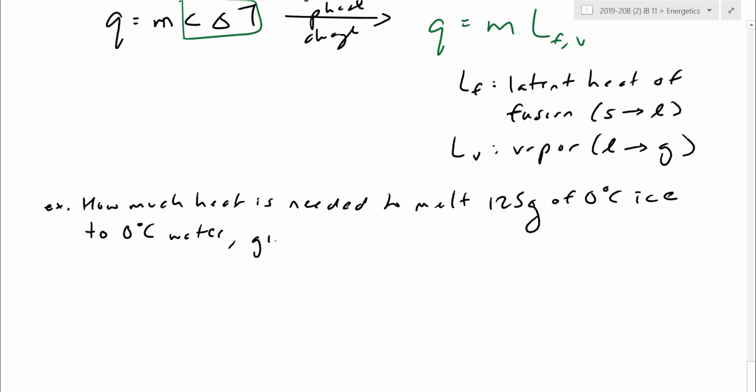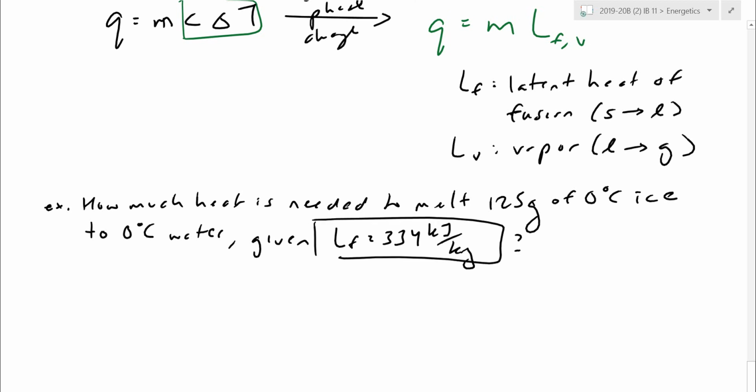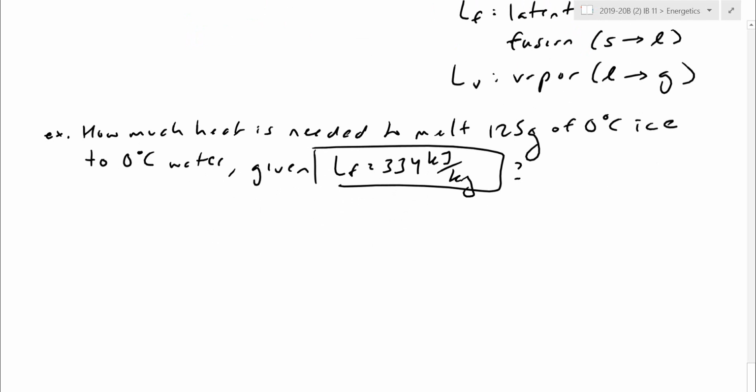I need to be given the specific heat. Given the LF, the latent heat is going to be 334 kilojoules per kilogram. That's just another constant you can look up. If it's not in the data booklet, which it's not, but you can look it up. Just Google it. So I want to take 0 degree ice to 0 degree water.